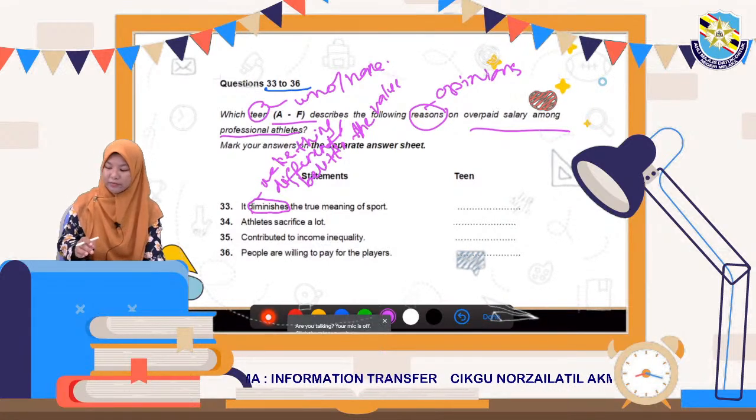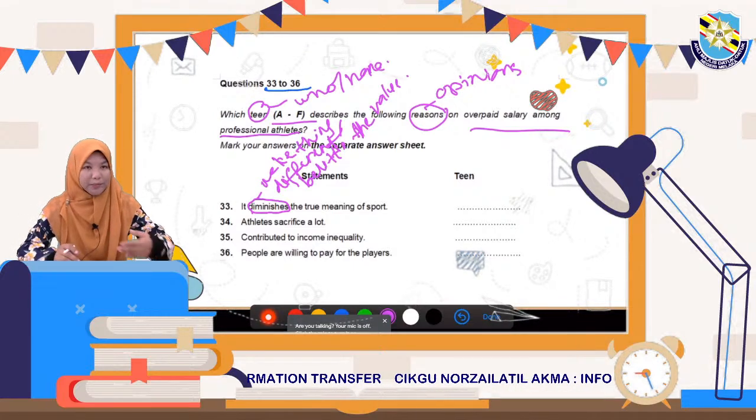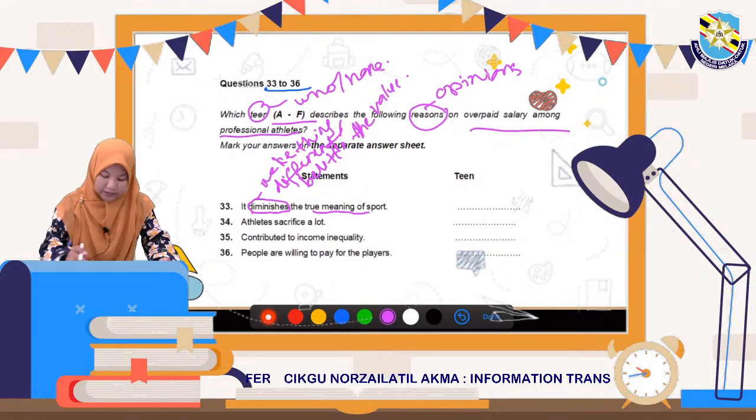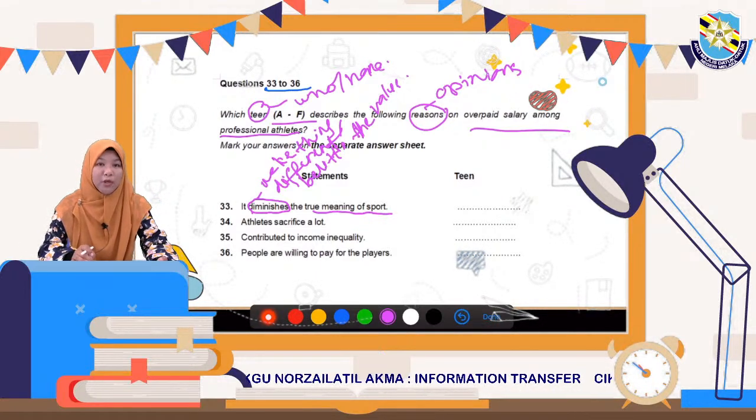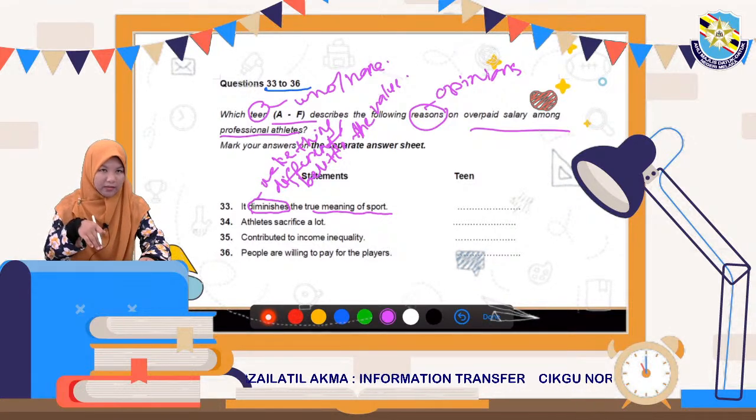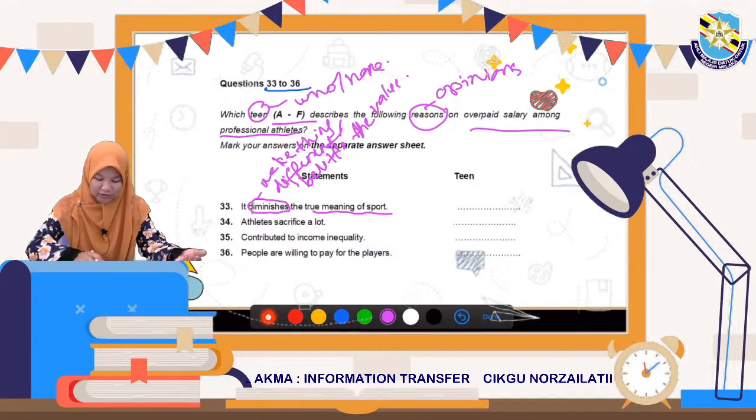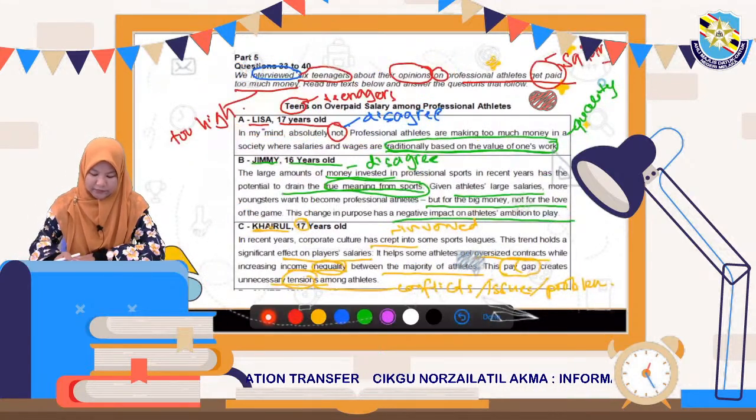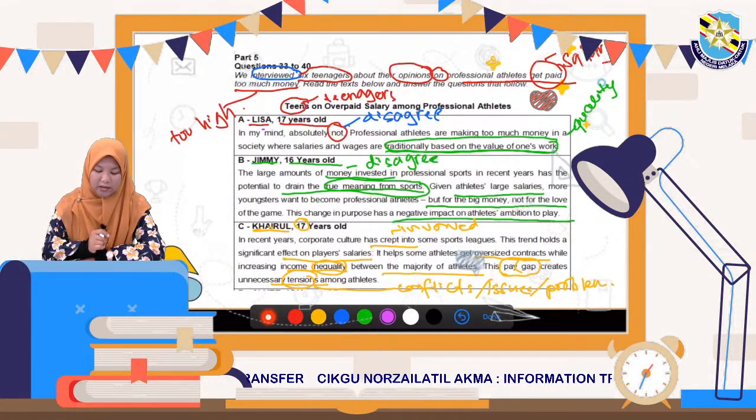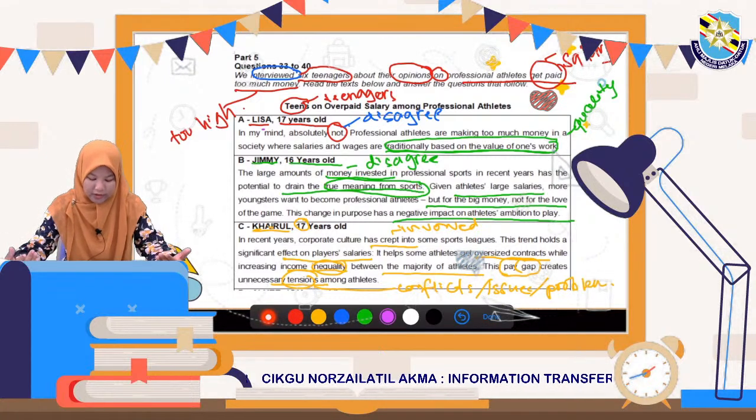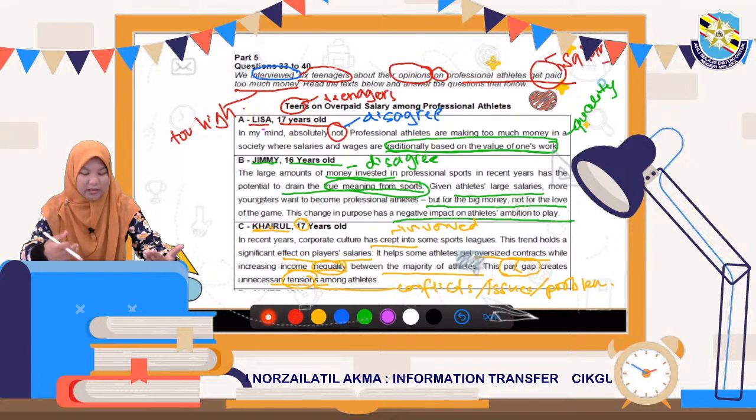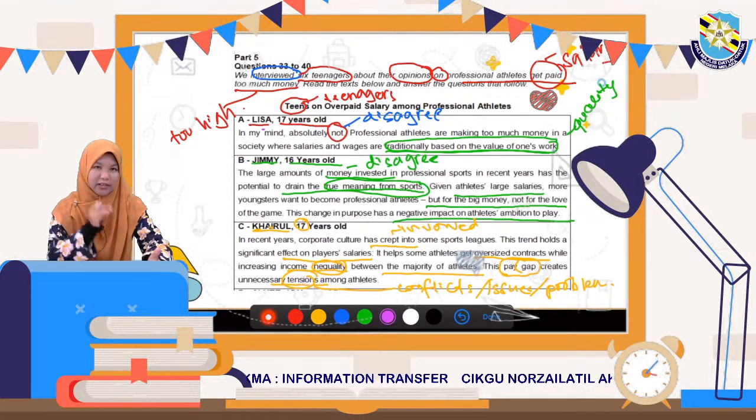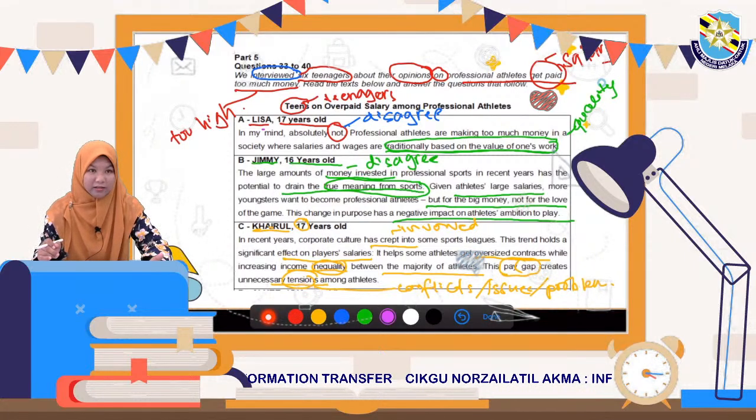Which teenager gives the opinion that the overpaid salaries will actually make the meaning of sports become different? Diminish, and then you have the keyword of true meaning of sports. Do you need to have a look at the text again? Of course you need. So I'll just show you. Where in the text is the word meaning of sport mentioned? Just have a quick look at the keywords that I have highlighted, and it's clear cut. You can see the answer straight away.